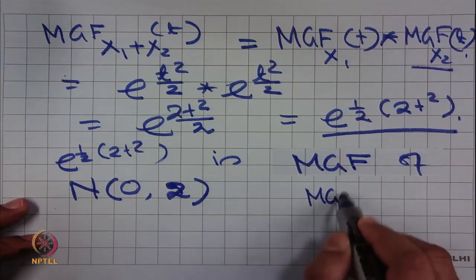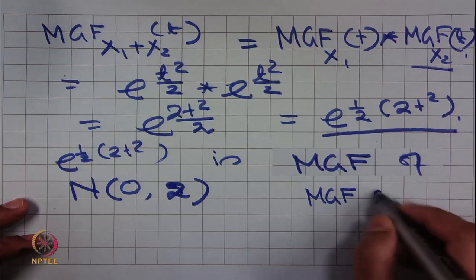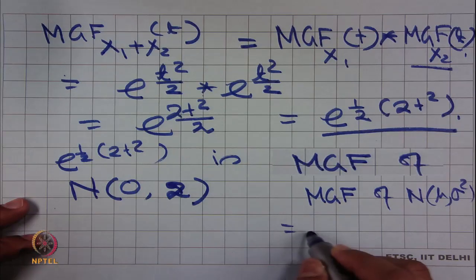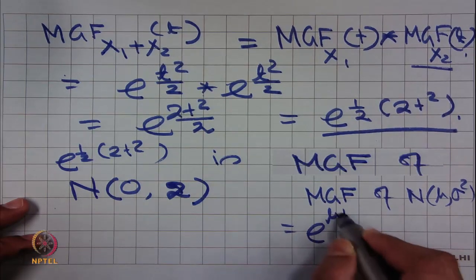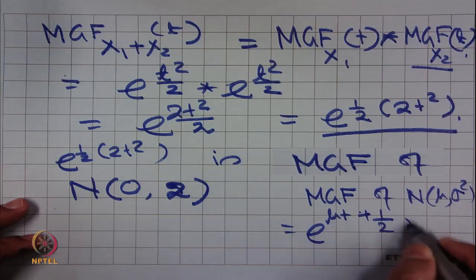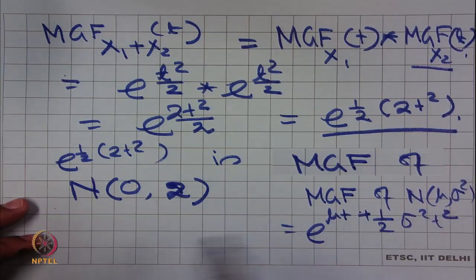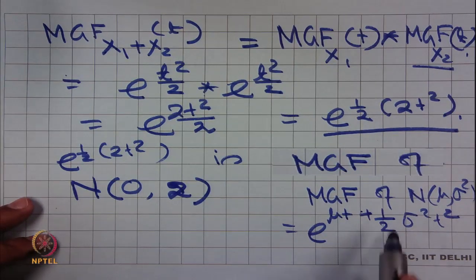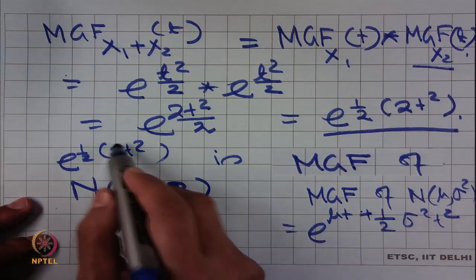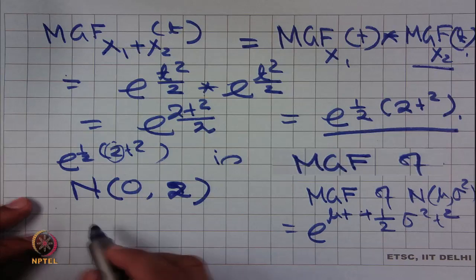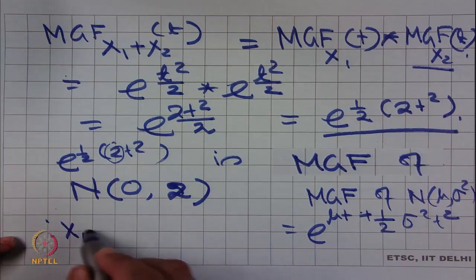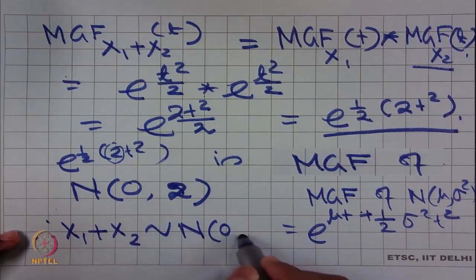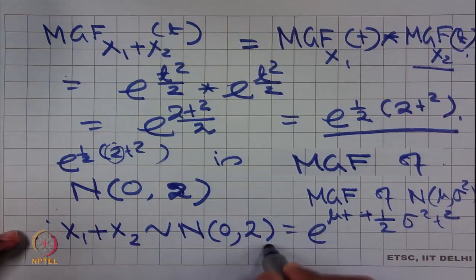because we know that MGF of normal mu sigma square is equal to e to the power mu t plus half sigma square t square. Here mu is equal to 0. So, you are looking at only e to the power half sigma square t square, and that sigma square is coming out to be 2. Therefore, x 1 plus x 2 is distributed as normal with mean 0 and variance 2.